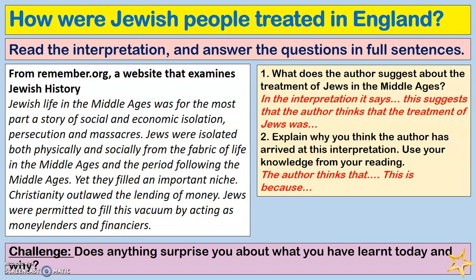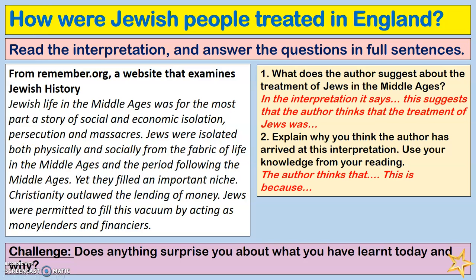I want you to use your knowledge from your reading to help answer that. So what specific knowledge can you support that with? If the author is saying that Jews were isolated physically and socially, do you have any knowledge that supports that? It says that they acted as moneylenders. Do you have any knowledge to support that? It says that they were persecuted. How do you know that they were persecuted? What knowledge do you have? So answer those two questions.